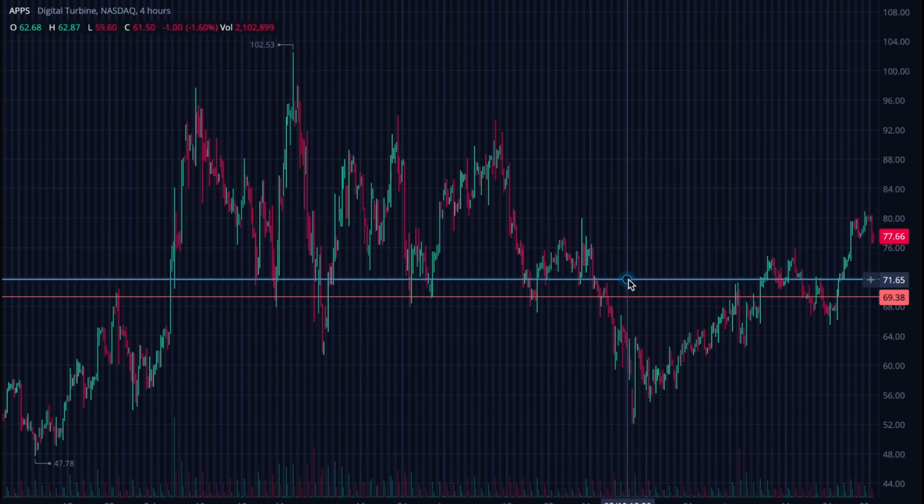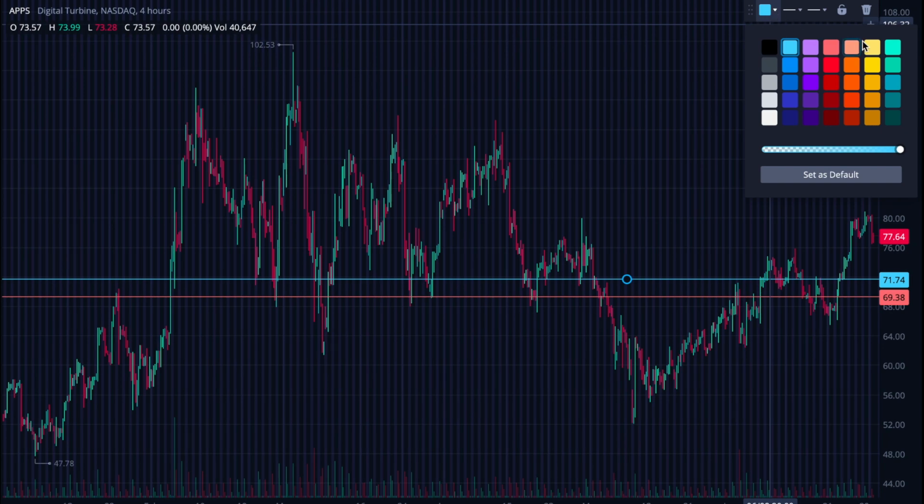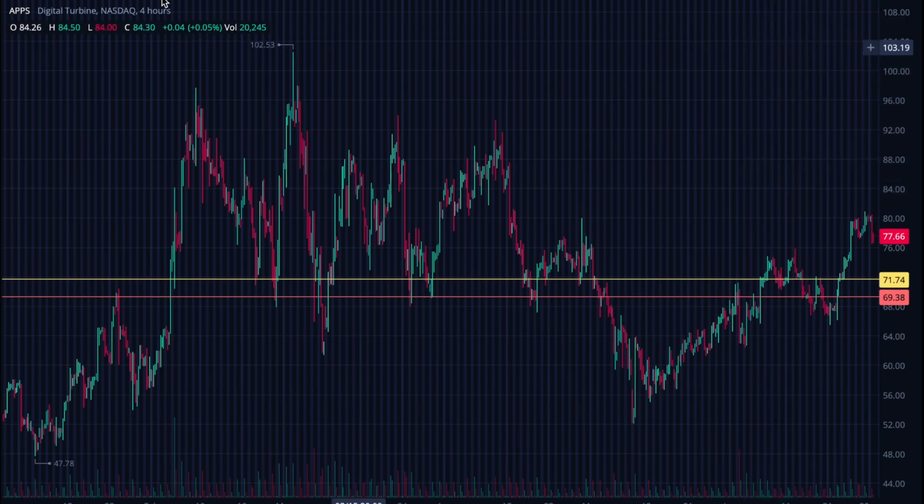71.74, because that is pretty tight in to the 69 level. You could treat that as a cautionary zone. Hey, maybe raise your antenna up if you see it dropping below this price, because we would have expected it to hold.